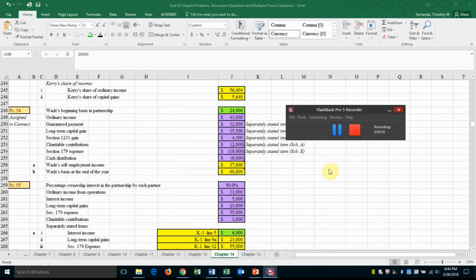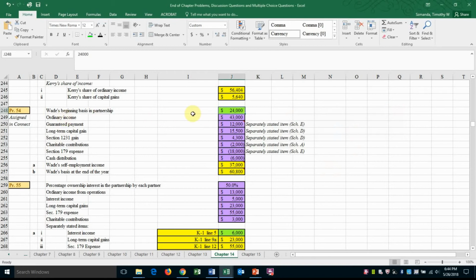So for number 54, Wade's beginning basis in the partnership is, using my altered value, 24,000. The problem has 23. And then we're going to bring in the ordinary income, the 43,000. We have a guaranteed payment of 12,000. This is a separately stated item that would be reported on Schedule E. And then we bring in the long-term capital gain of 15,005.